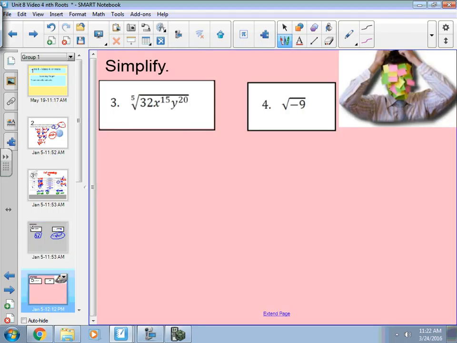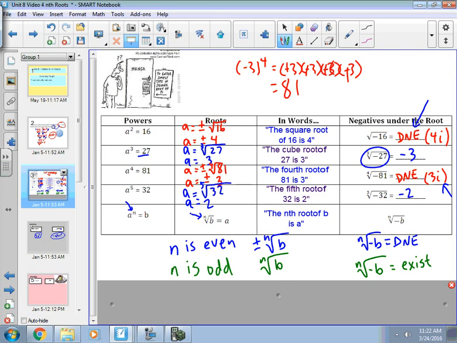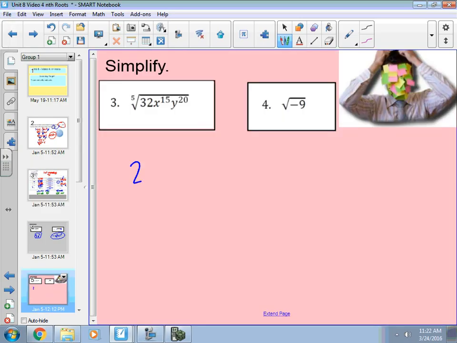Let's try another problem. Number 3, what is this one going to be? Now we don't have square root. We got a different root here. It's root 5, so we want to figure out what's the 5th root of 32. I think we had this one already. If we go back to our little chart, we had done 5th root of 32 ends up equaling 2. So the number part's 2.